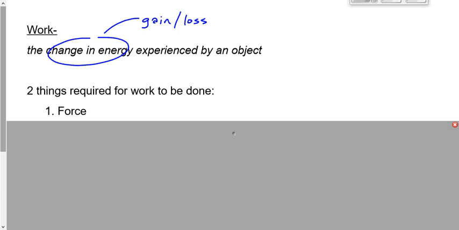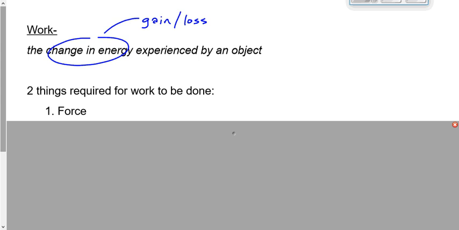But that's not enough. Right now, I'm applying a force, albeit a small force, still a force. I'm not doing any work on this desk. You know how I know I'm not doing any work on this desk? Because it isn't changing speed. It's not increasing energy. So how is it that I apply a force on this and actually change the energy of this desk? What else has to happen? It's got to move. You've got to have a displacement.